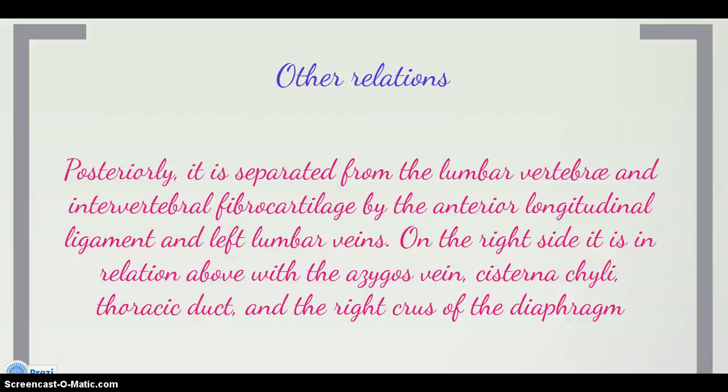Other relations are, posteriorly, it is separated from the lumbar vertebra and intervertebral fibrocartilage by the anterior longitudinal ligament and left lumbar veins. On the right side, it is in relation above with the azygos vein, cisterna chyli, thoracic duct, and the right crus of the diaphragm.